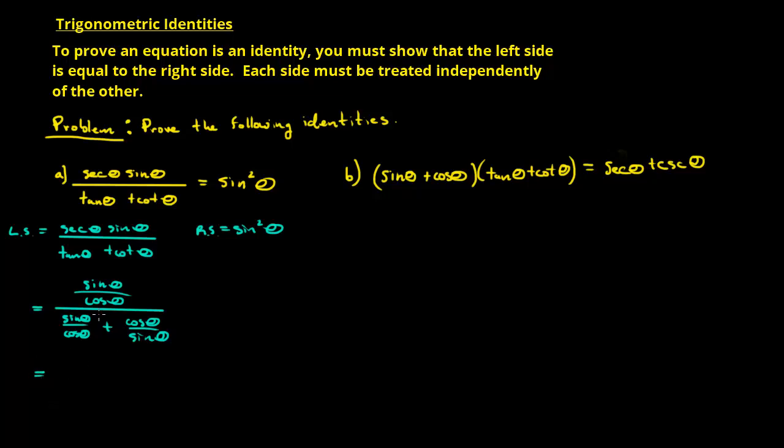Now I could do one of two things here. I could try to find a common denominator in the denominator, or I could try to clear the denominators in the denominator of this fraction. I could do that by multiplying both the numerator and denominator by sine theta cos theta. So let's go ahead and do that.